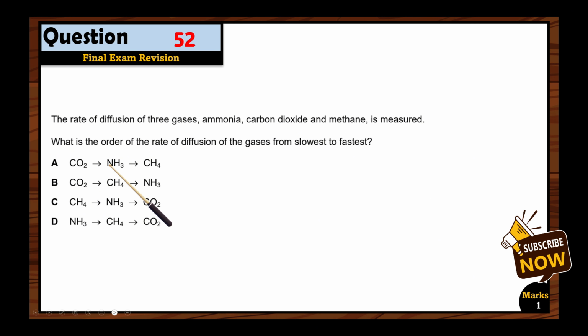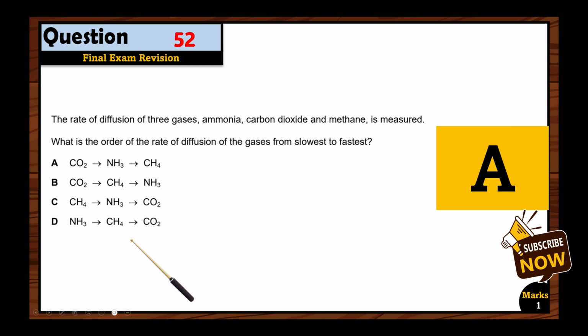Okay, now let's see. After carbon dioxide, we have ammonia and CH4. If you compare the mass of ammonia and CH4, of course, ammonia has more molecular mass as compared to that of the methane. So that's why carbon dioxide is slowest, ammonia is faster, and then the CH4 methane is the fastest one. Okay, so option A is right.